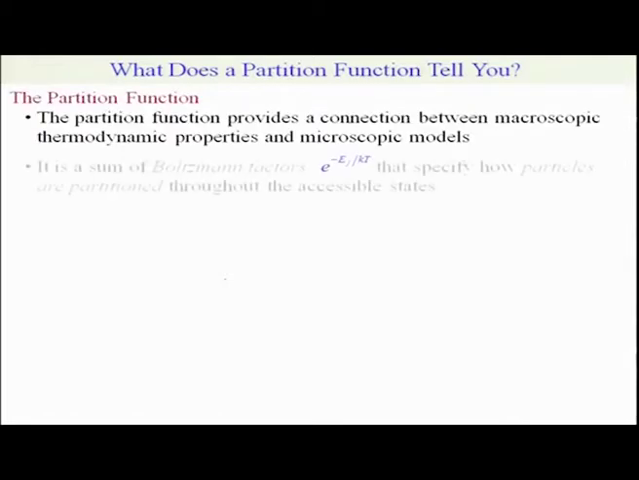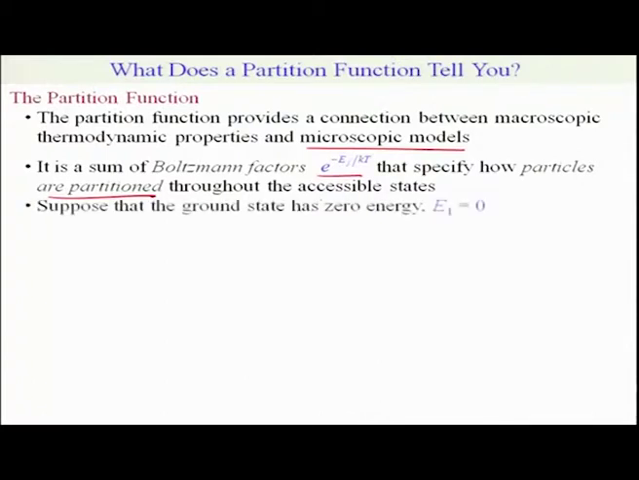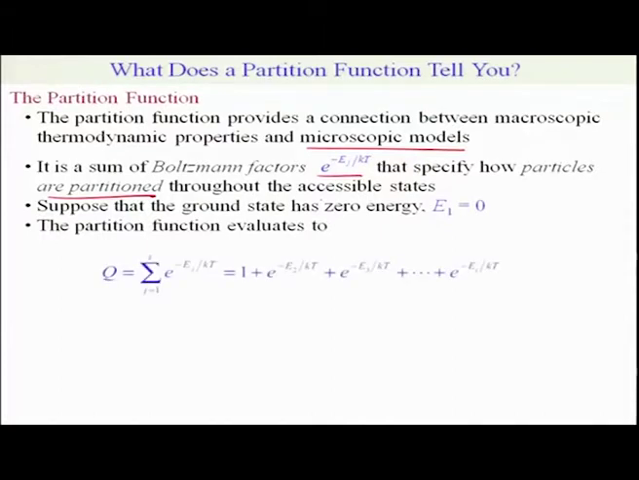So, what does a partition function tell you? The partition function provides a connection between the macroscopic thermodynamic property and microscopic models. It is a sum of Boltzmann factors that specify how particles are partitioned throughout the accessible states. Let us assume that the ground state is 0. In that case, the partition function can be written in this form, assuming t energy levels. So, it will be 1 plus e to the power minus E2 by kT and so forth until e to the power minus Et by kT.